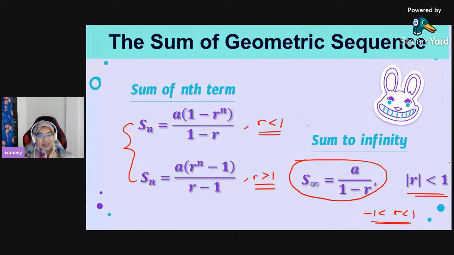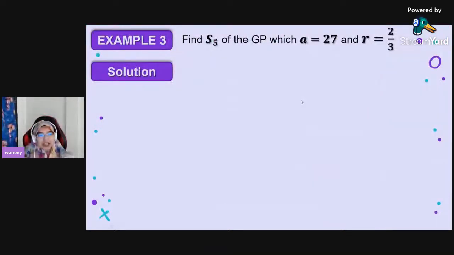Okay, next. Right, so find the sum of the first 5 terms of a geometric progression. So GP stands for geometric progression, where the value of the first term, a, is equal to 27, and the common ratio is 2 over 3. Okay, so now we are going to try to substitute into the formula. What is the formula for Sn?